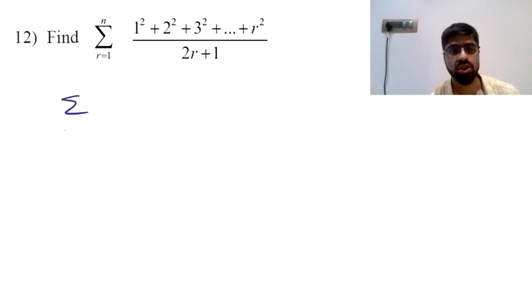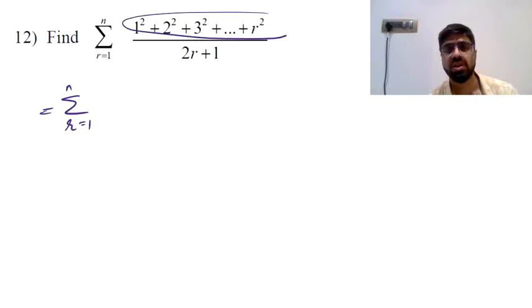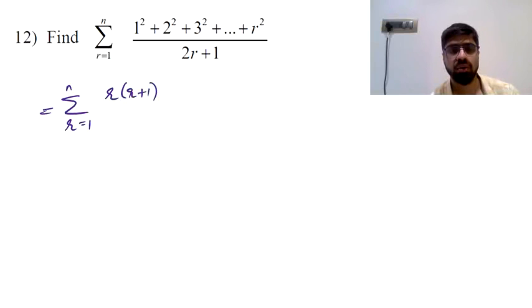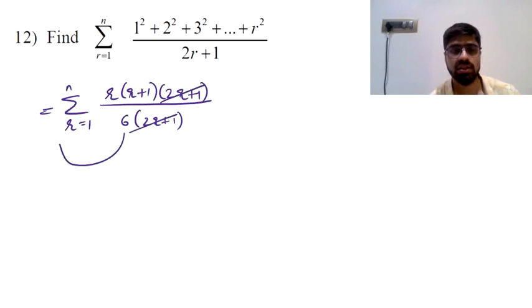So here it is summation of r equal to 1 up to n. Now the numerator itself is a sum of squares up to r terms. So the numerator can be written as r into r plus 1 into 2r plus 1, the whole divided by 6, and the denominator is 2r plus 1. So 2r plus 1 gets cancelled, 6 is a constant, you can take it outside the summation, and then r plus 1 is what we are left with.